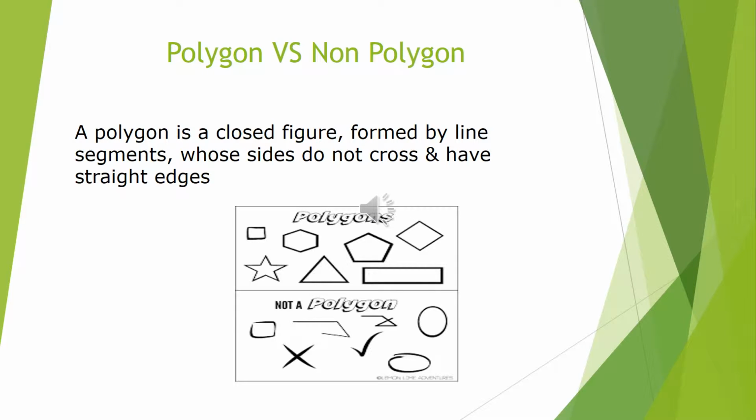Now let's move on to polygons. A polygon is a closed figure formed by line segments that never cross and which maintain straight sides. Here are some examples of polygons and non-polygons.